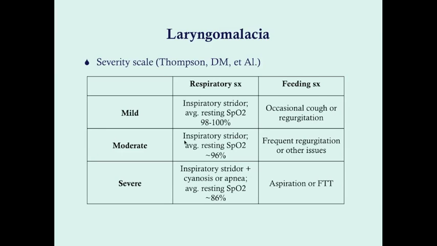In moderate cases, you'll have your inspiratory stridor, of course. Average resting saturation may be a little bit lower, but the feeding symptoms are usually a little bit worse in the moderate cases, so you can have frequent regurgitation or other issues. In severe laryngomalacia, you will have, of course, inspiratory stridor that can be complicated with cyanosis or apnea, and the resting oxygenation is going to be a lot lower. And then with the feeding, you can have aspiration, and because there's so much feeding issues with regurgitation, you can have failure to thrive.